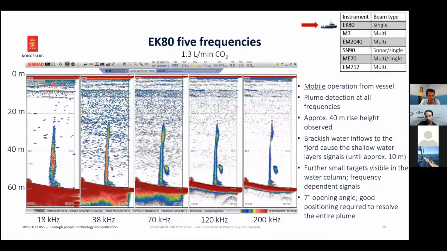We also see some distinct features in the surface of these echograms. They result from a layering in the fjord environment. It's also important to mention that with only 7 degrees of opening angle, you have to be spot on your gas release plume. Otherwise, it's difficult to see it. This is something we will encounter going forward now.